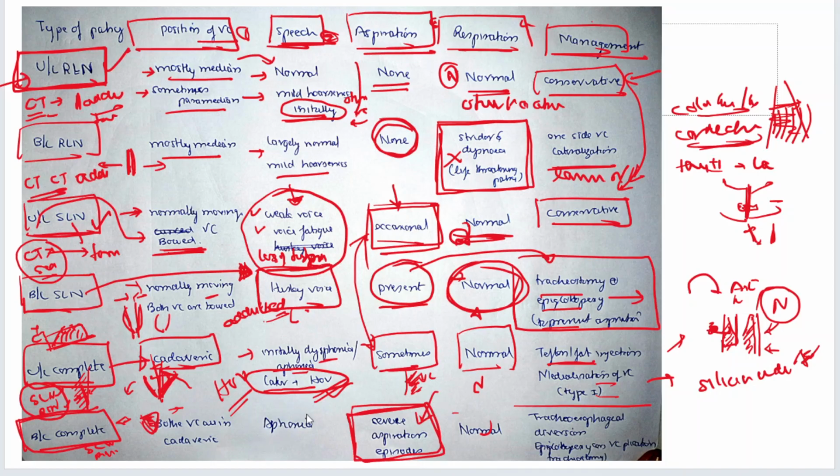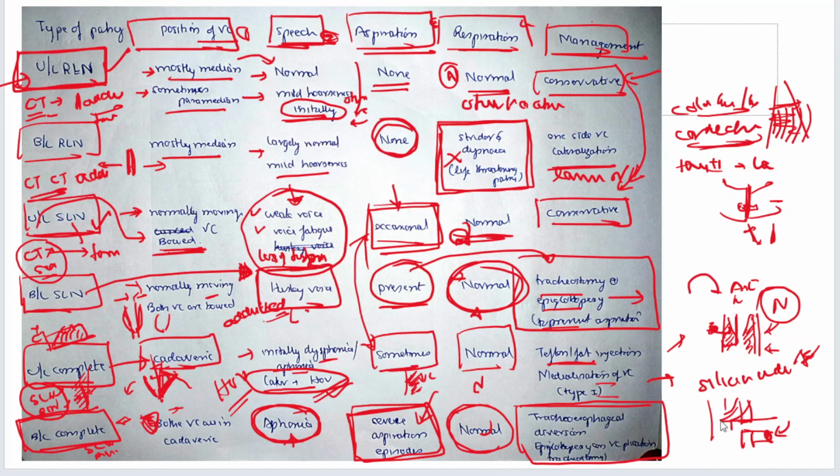What happens to the speech? Vocal cords cannot meet together. Again, they can never meet together. So there will be aphonia, and respiration will be normal because there is enough space. The treatment, the gold standard is called tracheoesophageal diversion, where you cut the trachea in between the second and third tracheal rings. Lower part, you bring it outside to the skin so that he will have normal respiration, and you take the upper part and suture it to the esophagus.